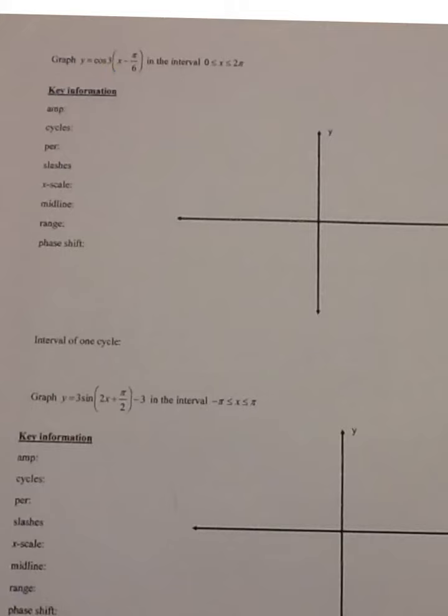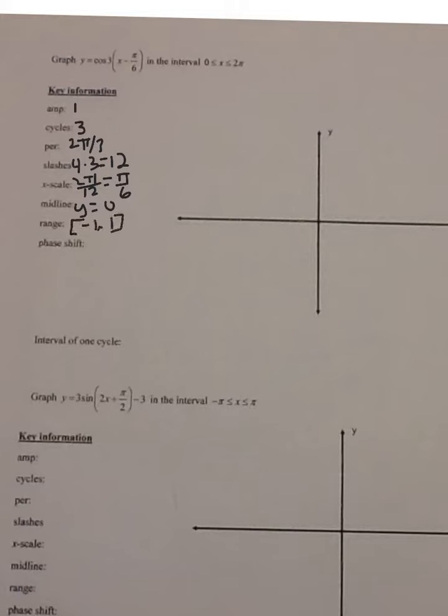All right, so let's start identifying the amplitude. The amplitude is 1. The number of cycles is 3. The period is 2 pi over 3. The number of slashes is 4 times 3, which is 12. The x scale is 2 pi over 12, which is pi over 6. Your midline is still y equals 0. Your range is from negative 1 to 1.